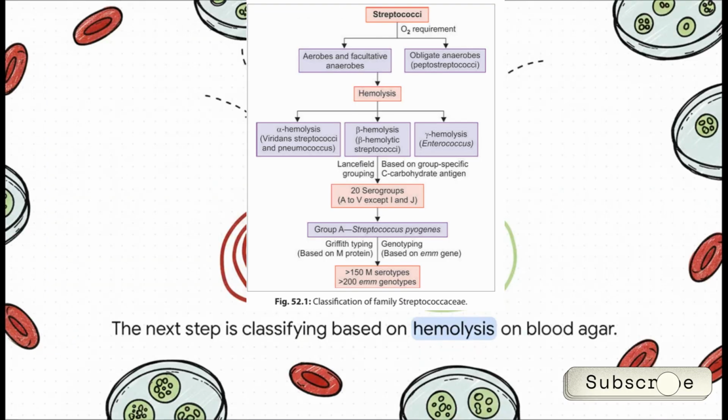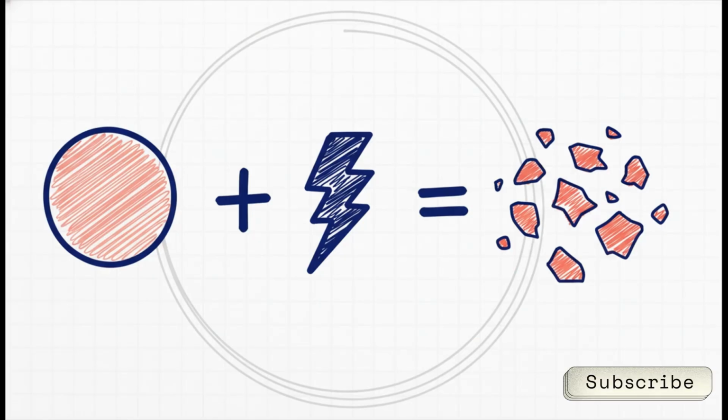All right, step 2. And this one is huge. I'm talking classic exam question material, so definitely pay attention here. It's all about what they do when you grow them on blood agar. What we're looking for is something called hemolysis. And the name tells you exactly what it is, right? Hemo for blood and lysis for breaking down. So it's literally the bacteria breaking down the red blood cells in the agar. This gives us this amazing visual clue that helps us figure out who we're dealing with.